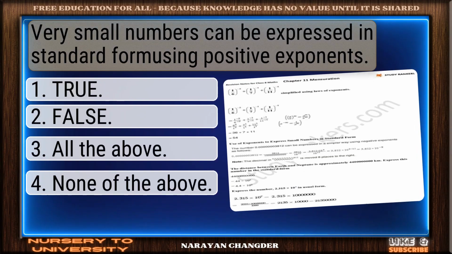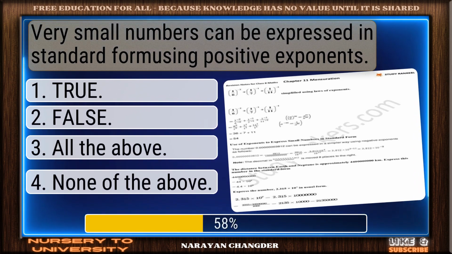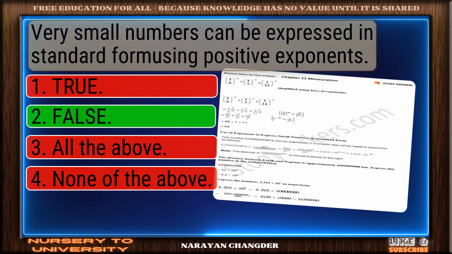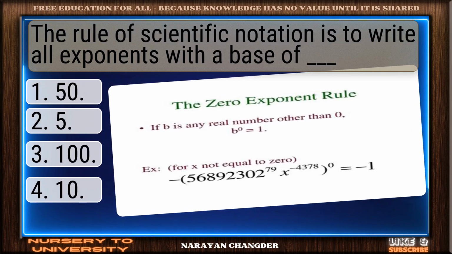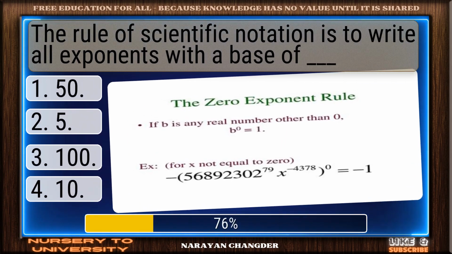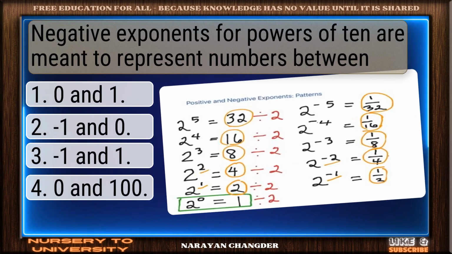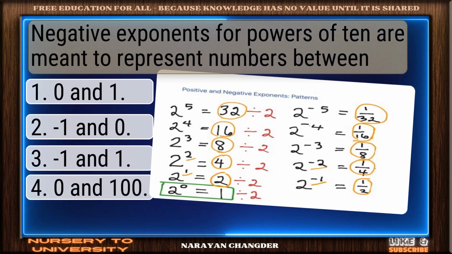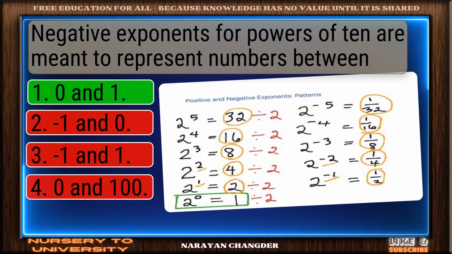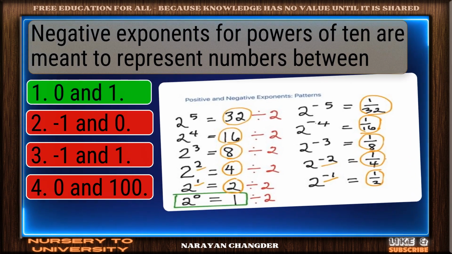Very small numbers can be expressed in standard form using positive exponents. Excellent. False is a brilliant choice. The rule of scientific notation is to write all exponents with a base of 10. Solid response. 10 is a valid choice. Negative exponents for powers of 10 are meant to represent numbers between. Clear logic. Your choice 0 and 1 is sound and 100% true.